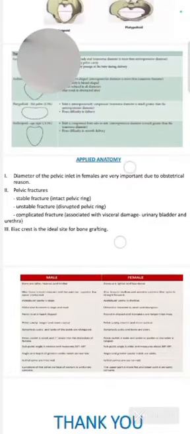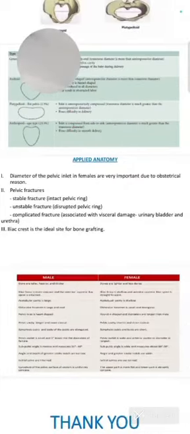Now the applied aspects. The diameter of the pelvic inlet in females is very important for obstetrical reasons. Pelvic fractures are more common: stable fracture and unstable fracture. In stable fracture, the pelvic ring is intact, but in unstable fracture, the pelvic ring is disrupted. Complicated fracture is associated with visceral damage that includes the urinary bladder and urethra. And the iliac site is the common site for bone grafting.